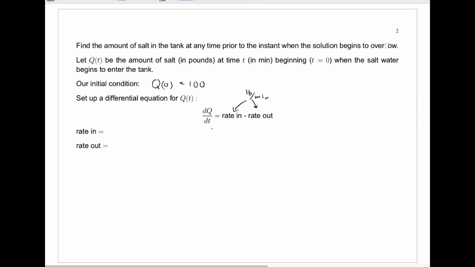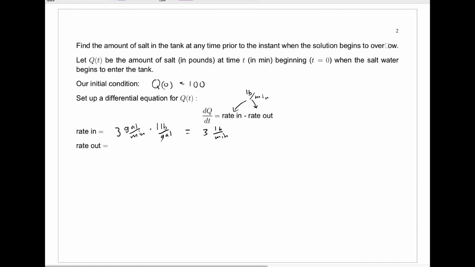Now, what is the rate in? Well, we're told that 3 gallons of water come in per minute, so we have 3 gallons per minute, and the concentration of the water coming in is 1 pound per gallon. So that ends up being 3 pounds per minute. That's the rate that salt comes in. How fast does salt go out? What's the rate at which the salt is leaving the tank?